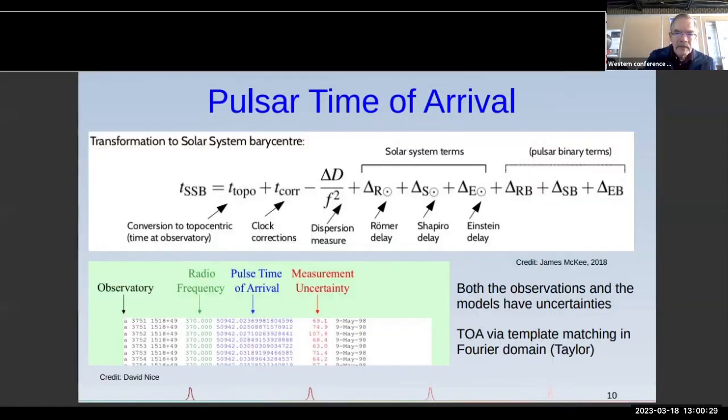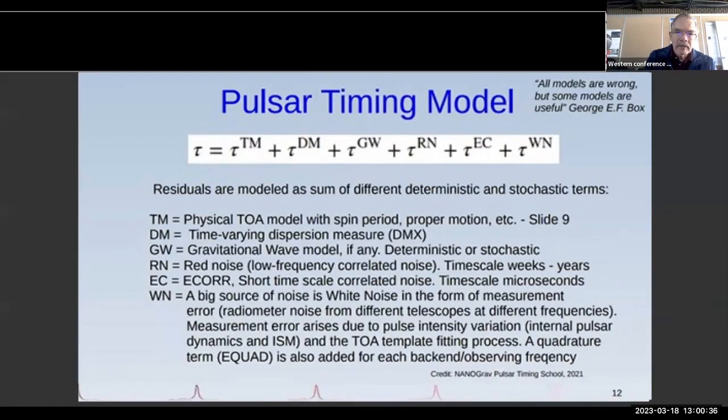Well, that's all this stuff here, where I talked about the conversion from topocentric to barycentric. All of that just becomes this first term here, the TM. Then there's the dispersion measure factor we talked about. If you're trying to model gravitational waves, then you need to add in that model, and that can be deterministic or stochastic.